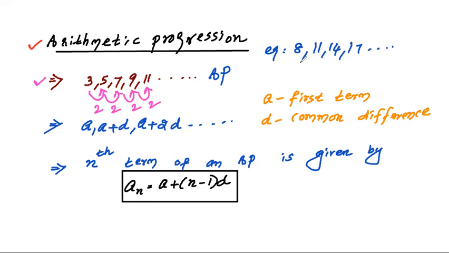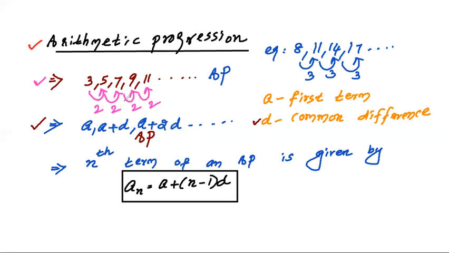Why? Because 11 minus 8 will give you 3. 14 minus 11 will give you 3. 17 minus 14 also will give you 3, which means the difference is the same, that is the common difference. So if the difference between consecutive terms or adjacent terms is the same, then such a series of numbers is known as AP or arithmetic progression. Generally, we write an AP as a, a plus d, a plus 2d, etc. where this d is known as the common difference.